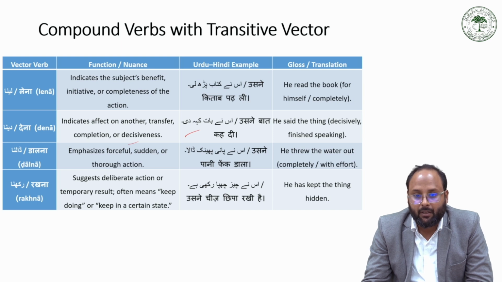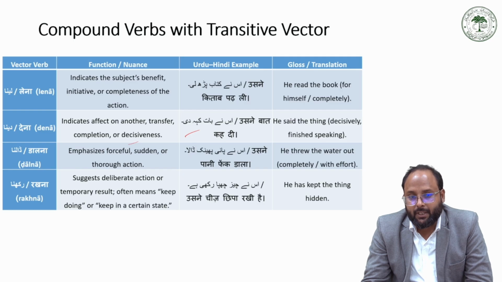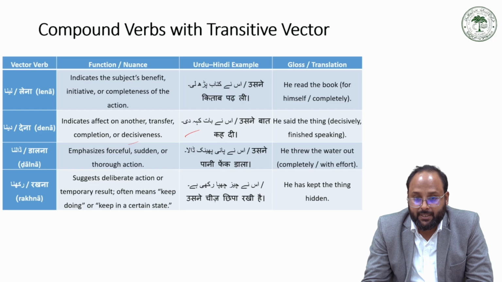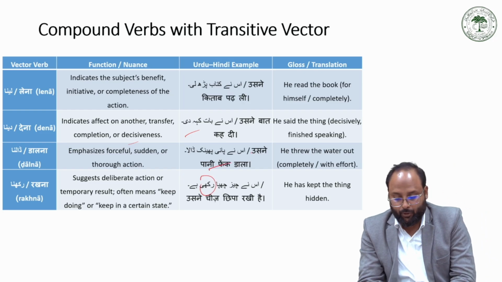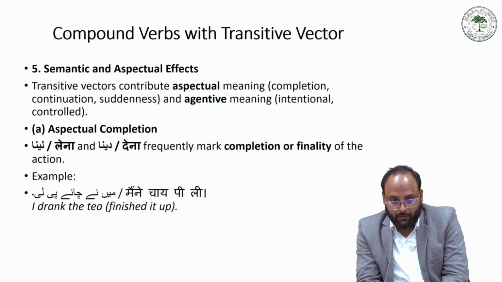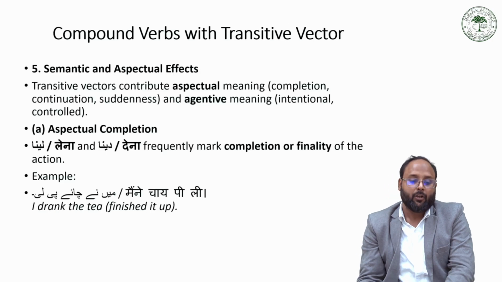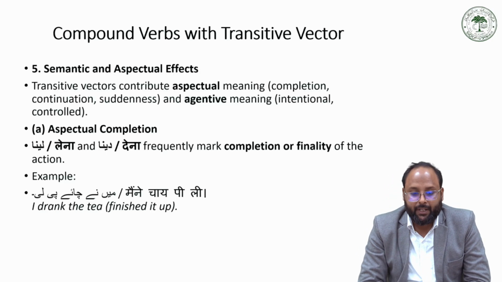Like रखना, उसने चीज छुपा रखी है. So रखना suggests deliberate action, a temporary result, often meaning keep doing or keep in a certain state. So this meaning comes from रखी, छुपा रखी है. These are the semantic and aspectual effects we are explaining.